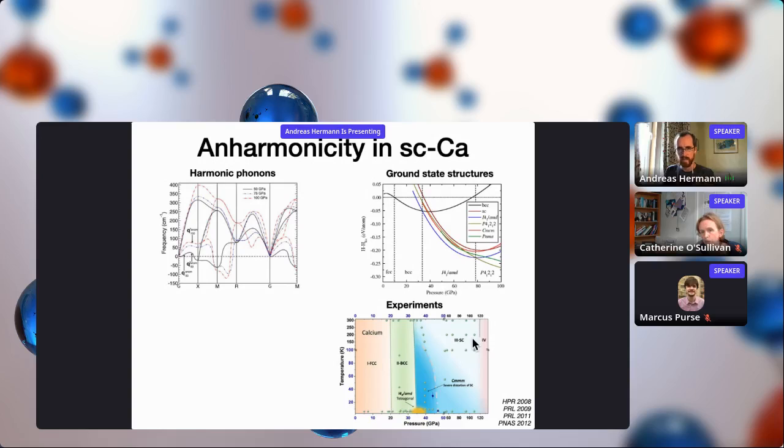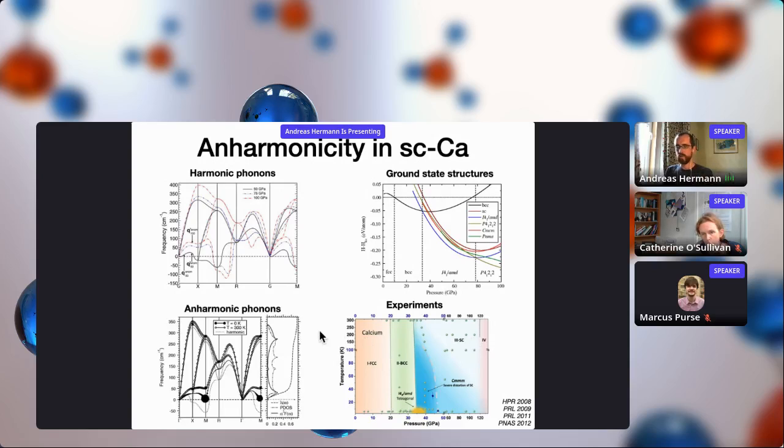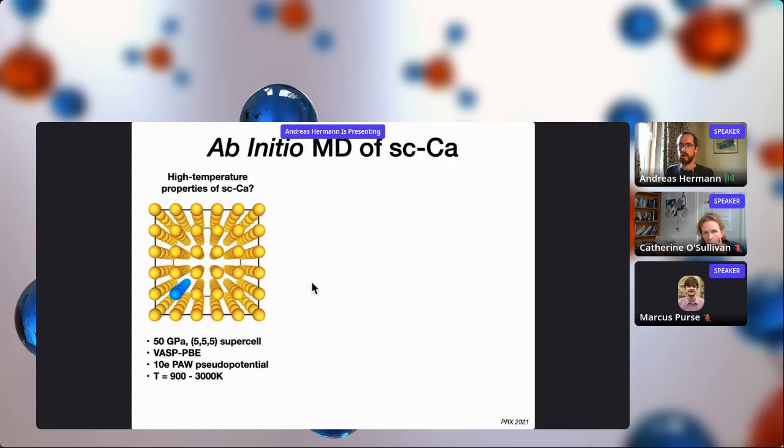We can understand that as well now if we include anharmonicity in the phonon calculation. We can renormalize the phonon frequencies by accounting for the finite displacements of the atoms at the relevant temperature. If one does that, the instability goes away, and the material is fully dynamically stable. I'll go into more detail on that in a minute. But these are all low temperature effects, and what we are interested in is the high temperature properties of the simple cubic calcium phase.